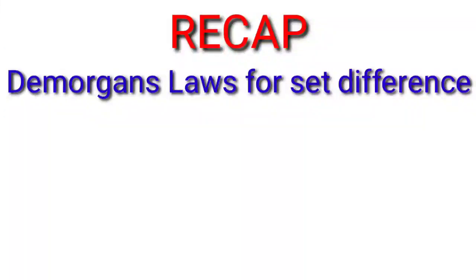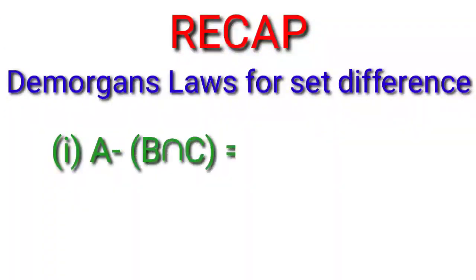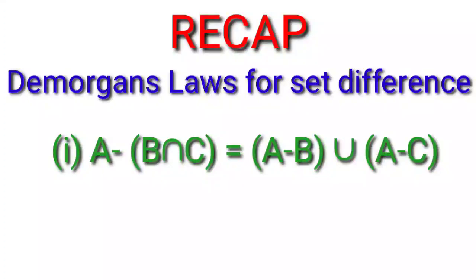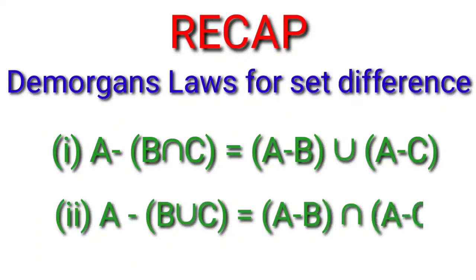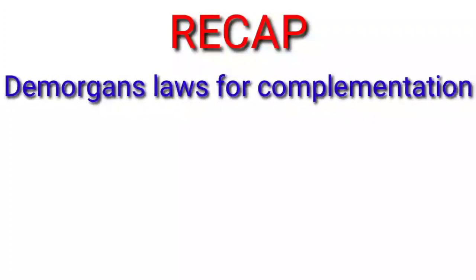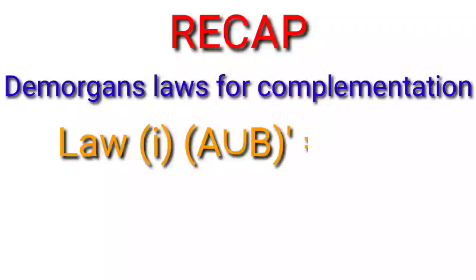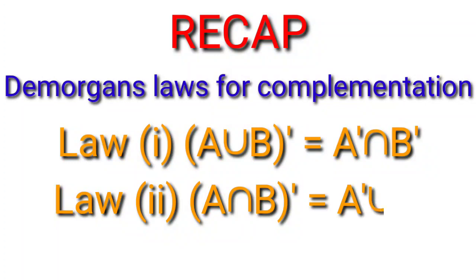Then De Morgan's laws for set difference. In that, the first law is A minus B intersection C is equal to A minus B union A minus C. The second law is A minus B union C is equal to A minus B intersection A minus C. Then the De Morgan's laws for complementation. Here the first law is A union B whole dash is equal to A dash intersection B dash, and the second law is A intersection B whole dash is equal to A dash union B dash.